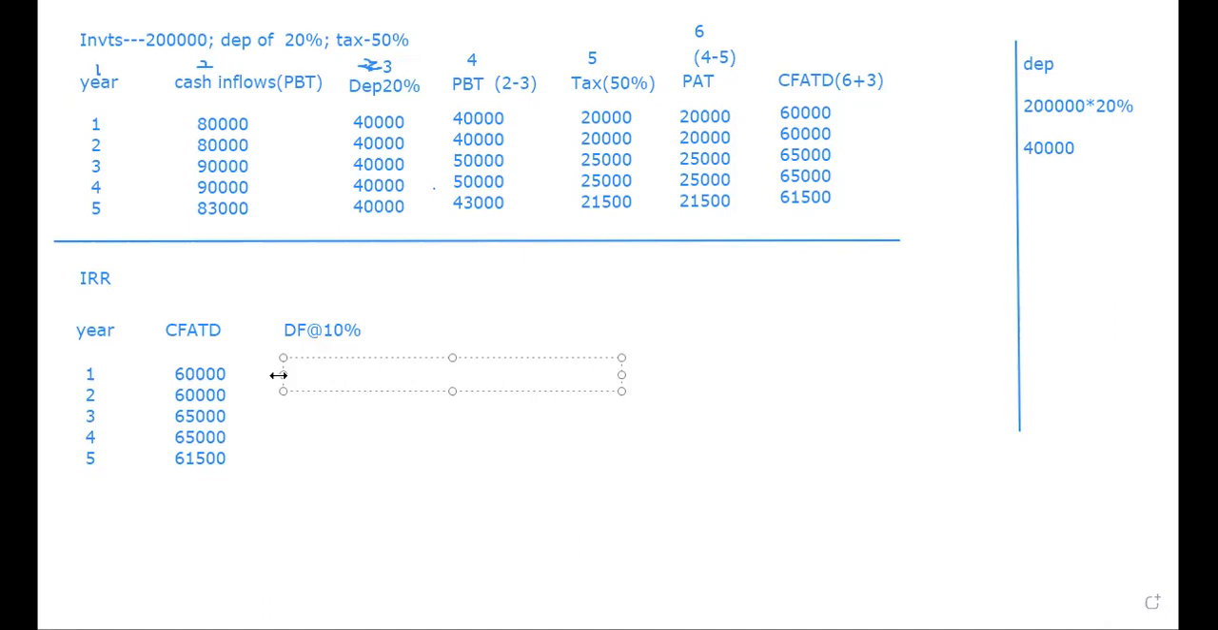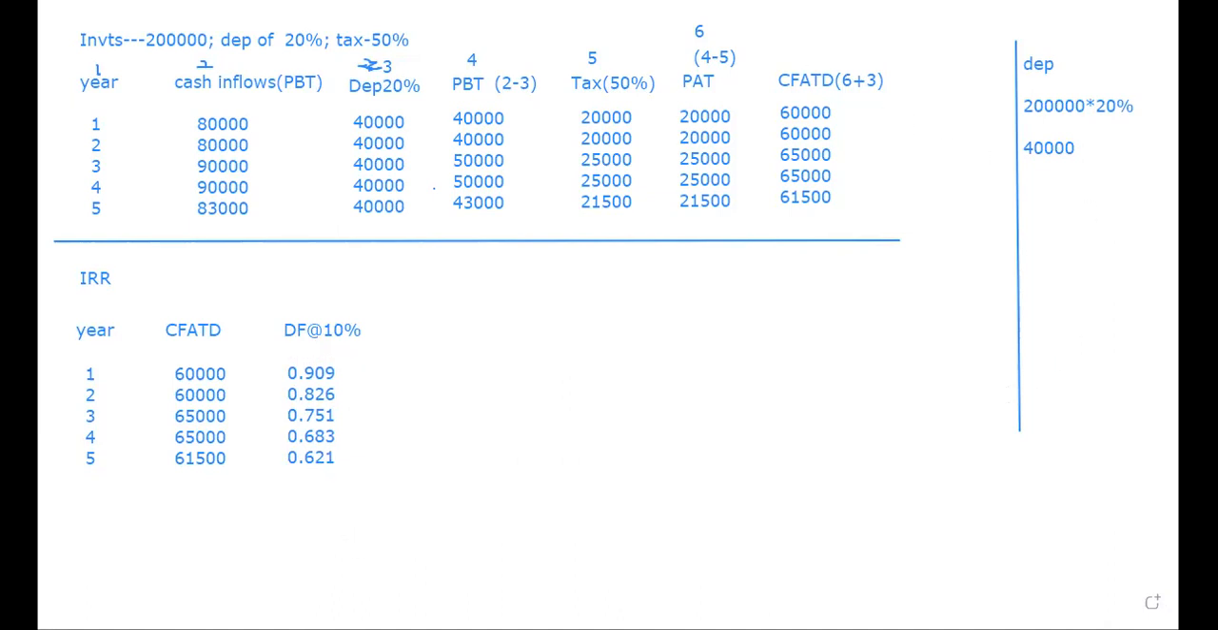So first is 0.909. Then second year 0.826. Third year 0.751. Fourth year 0.683. So for this we are going to have a separate table, so you are going to get it.